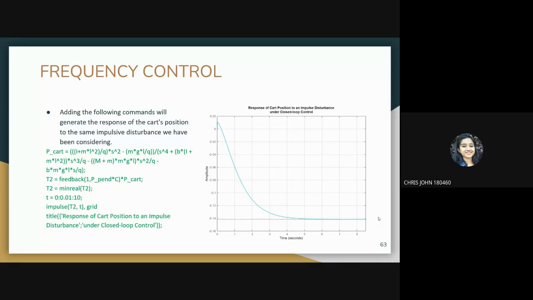Now using this command, we can get the response of cart position. There is no overshoot. The amplitude is less than 0.05 and it stabilizes within 5 seconds. So it has met our design goals. With this, by using frequency control, we could stabilize the pendulum and the cart. So this is all about frequency control.